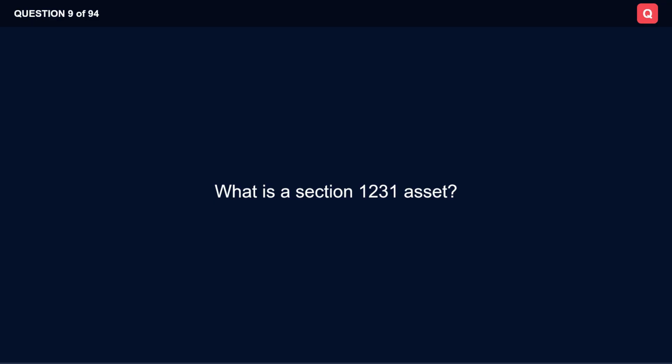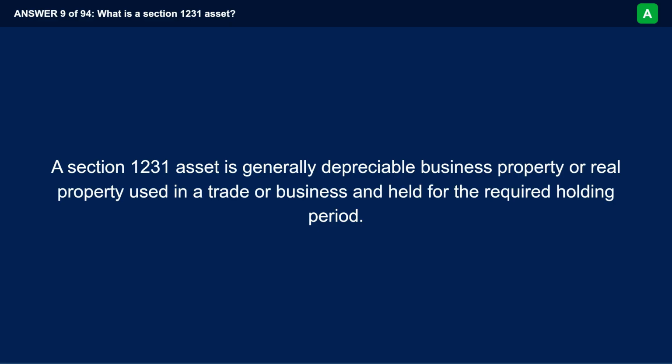What is a Section 1231 asset? A Section 1231 asset is generally depreciable business property or real property used in a trade or business and held for the required holding period.